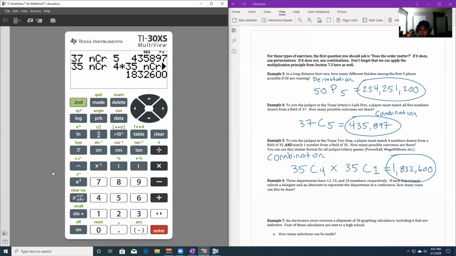Number 6. 3 departments have 12, 15, 18 members respectively. If each department selects a delegate and an alternate to represent the department at a conference, how many ways can this be done? All right, so this one is definitely order because there's certain positions to fill, right? So we need a delegate and an alternate to represent the department at a conference. So this means that this is a permutation.